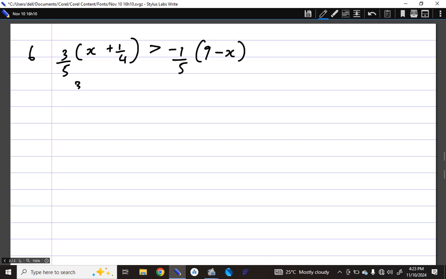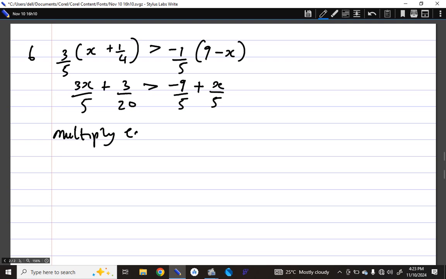This time this will give us 3x over 5 plus 3 over 20 is greater than minus 9 over 5 plus x over 5. So the LCM of the denominators is 20, so we multiply each term by the LCM, which is 20.